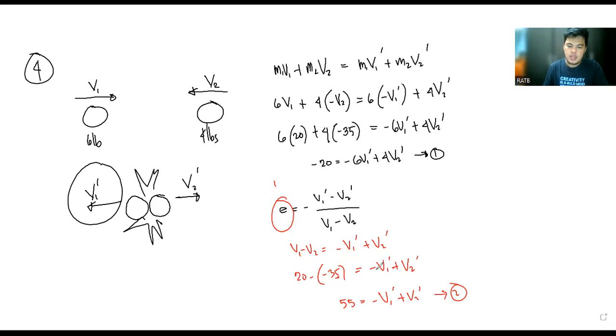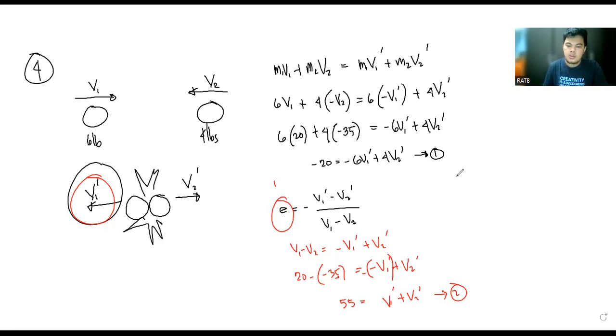So I think we got the wrong sign here because v1 prime is negative. So this would be negative of negative v1 prime, so this makes it positive here. So that would be v1 prime.